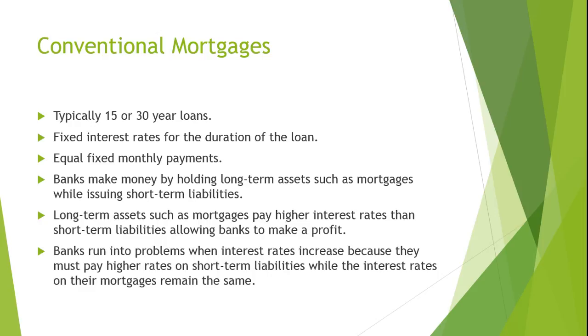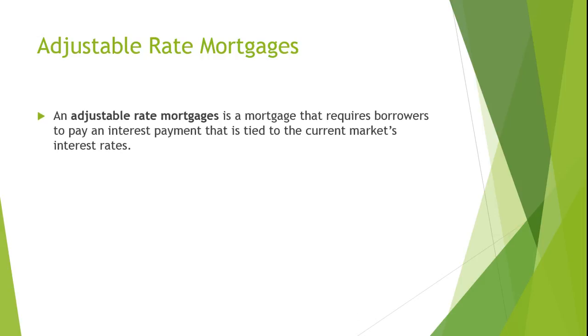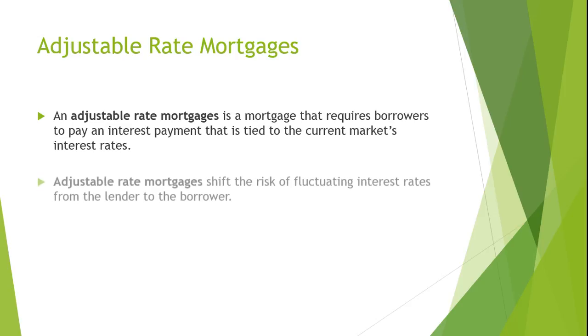To remedy this problem, banks began re-engineering mortgage loans. One response was the adjustable rate mortgage, which is a mortgage that requires borrowers to pay an interest payment that is tied to the current market's interest rates. This shifts the risk of fluctuating interest rates from the bank to the borrower.